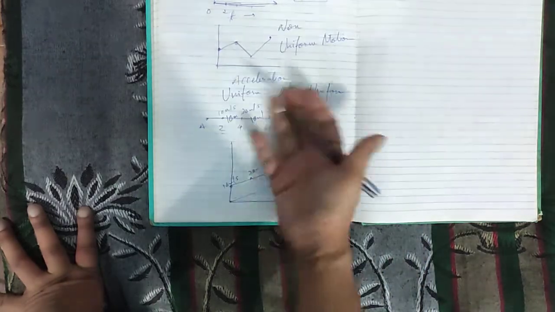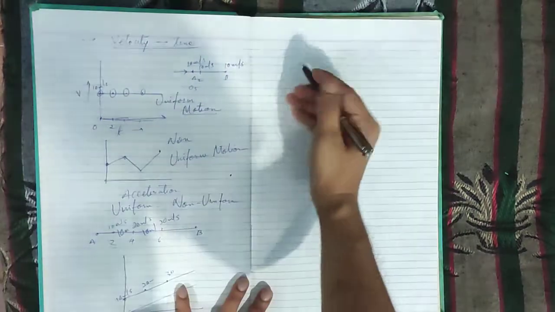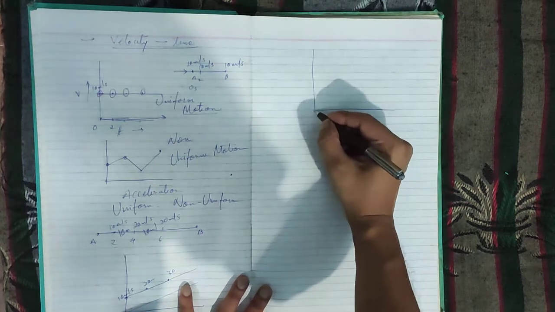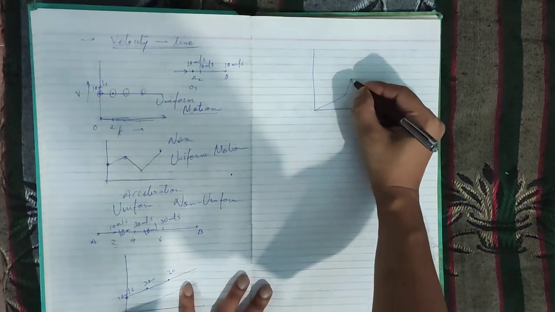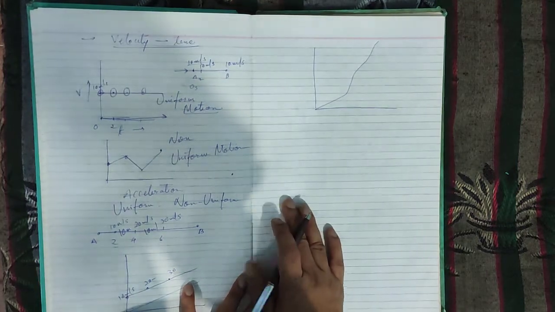Moving forward, if it is non-uniform acceleration, then velocity is increasing, but velocity is increasing non-uniformly. Its velocity either increases or decreases. If the velocity is increasing but not in a uniform manner, then we can have a graph like this. First it is straight, then like this, then like this. So it is increasing but not increasing uniformly.